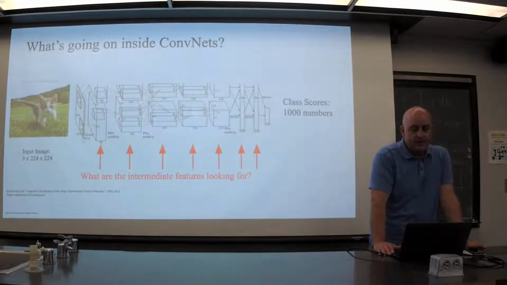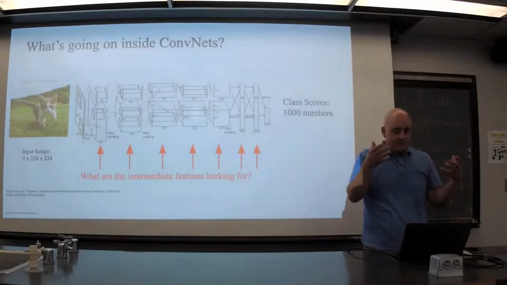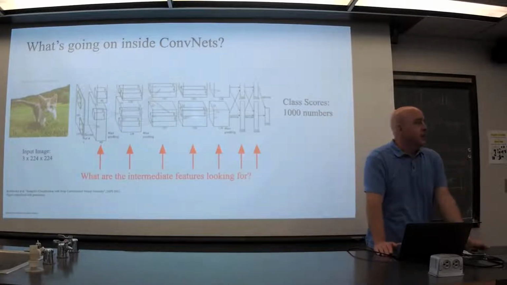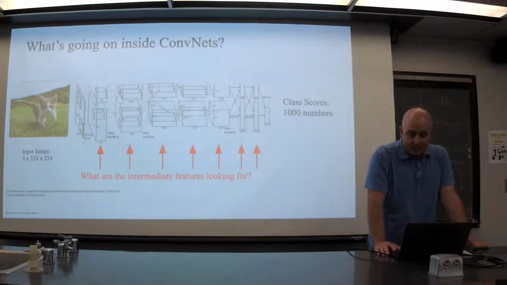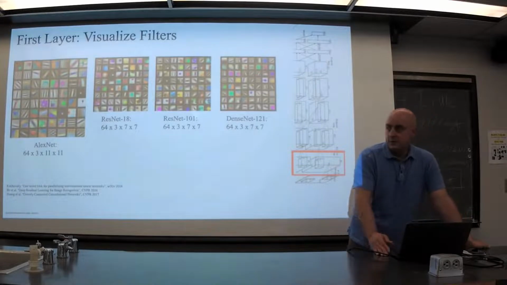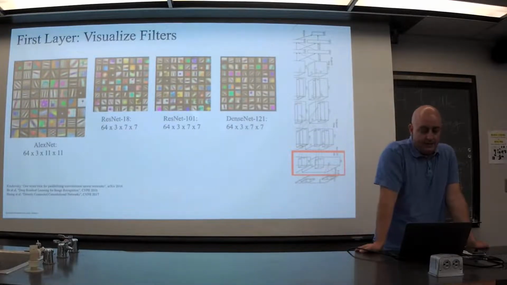So one way to think about this is to think, well, okay, at every convolutional layer there's a kind of spatially extended thing going on. So what is that spatially extended thing? So we've looked at this before.